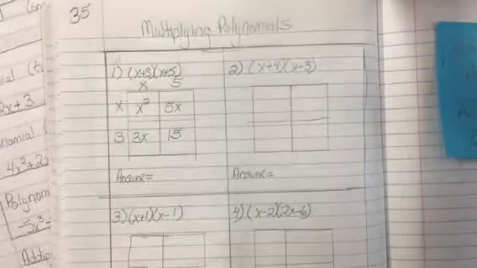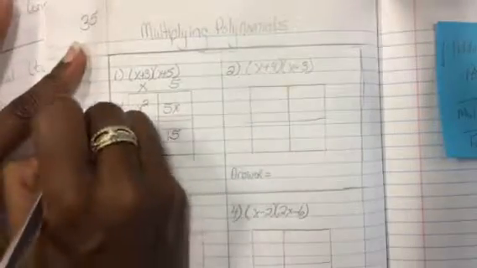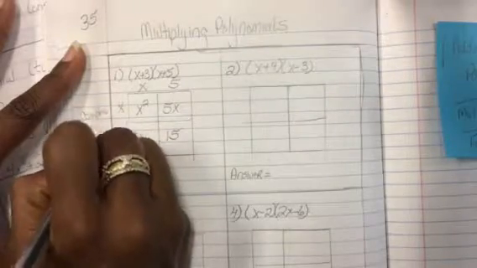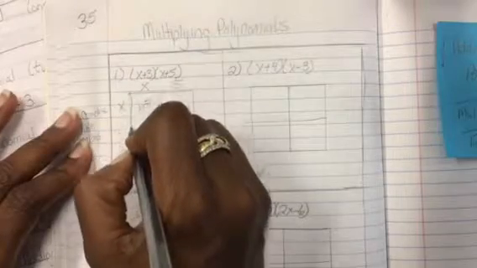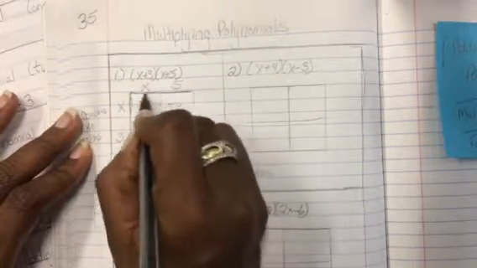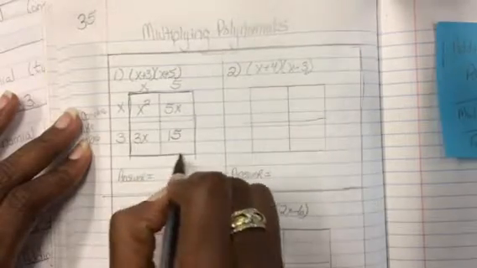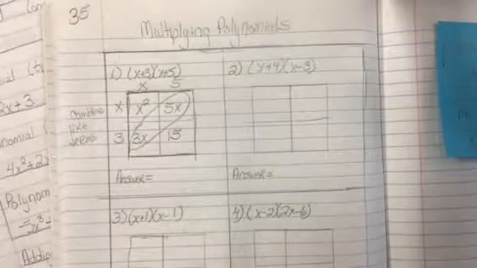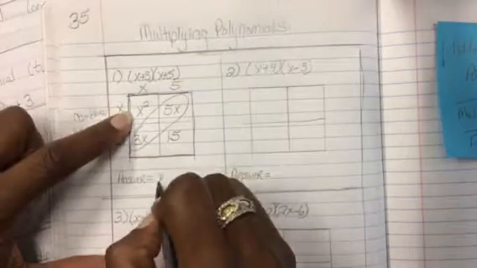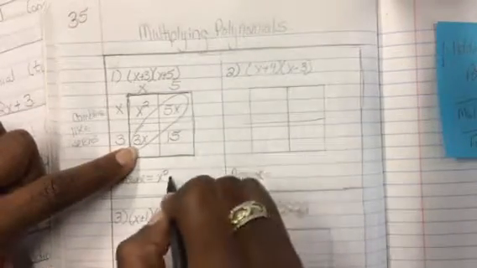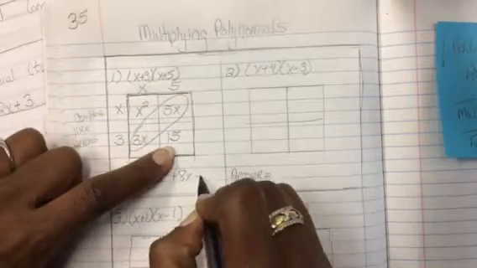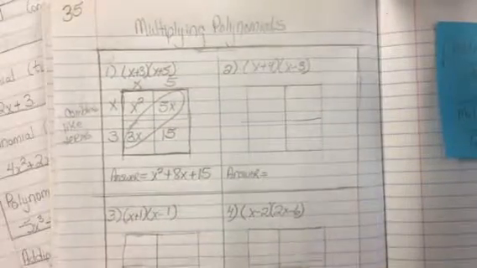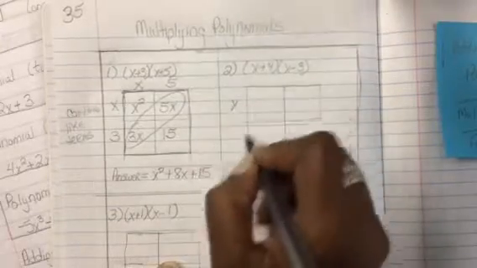And now I'm going to combine the like terms that are inside of the box. Most of the time, if you look diagonally, your like terms are in those positions. So my answer is going to be x squared. I'm going to add my 3x to my 5x to give me 8x. And my 15 is at the end. My constant is at the end. And there's my answer.